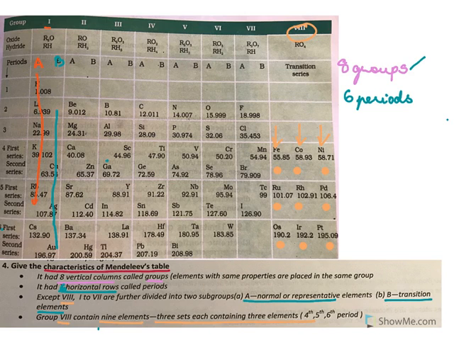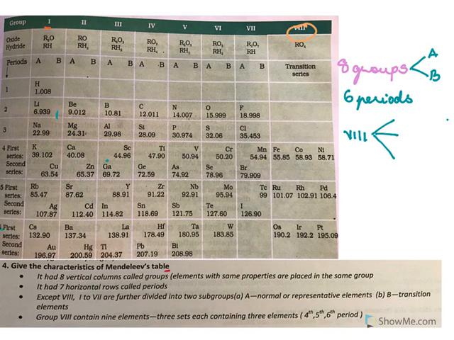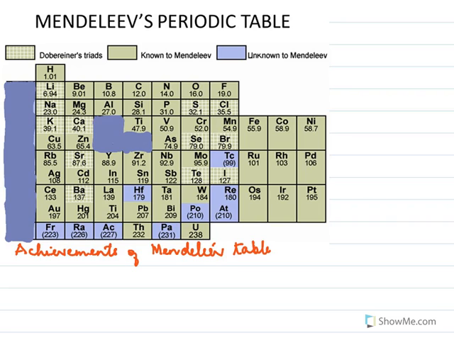So every group had 2, it was A and B. However, the 8th group had 3. So you need to learn these characteristics of Mendeleev's. Just to repeat again, he had 8 groups, 6 periods. Each group was further divided into A and B. A were called the normal elements, B were called the transition elements. However, the 8th group was divided into 3 sets, and he had 9 such elements.